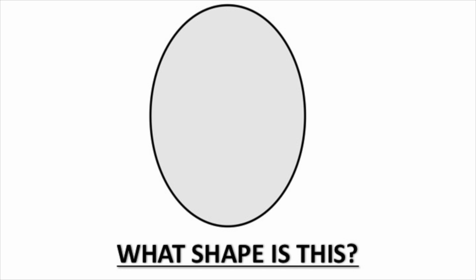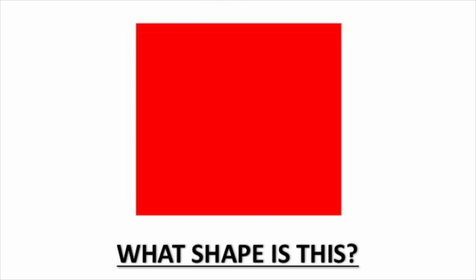What shape is this? This is an oval. How many sides? 1. How many straight sides? 0. Yes. The oval has 1 side that goes all the way around. What shape is this? This is a square. Excellent. How many sides? 4. How many corners? 4. Are all the sides the same length? Yes. Yes, that's what makes a square. If all the sides are the same length, it's square.